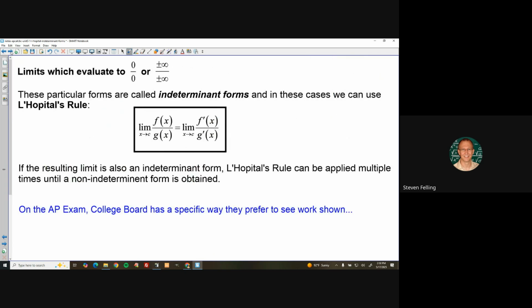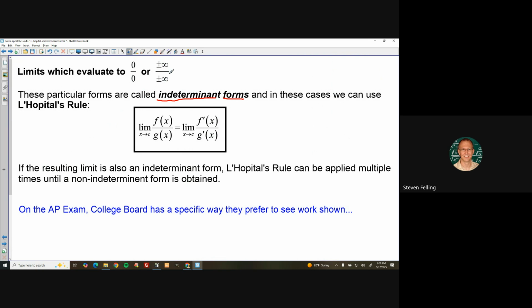Okay, now this structure where you have a 0 in the denominator, but you also have a 0 in the numerator at the same time, that's different. Right? That's called an indeterminate form, a specific term. And it can also be any infinity over an infinity, like positive infinity over positive infinity, or negative infinity over positive infinity, or over negative infinity.